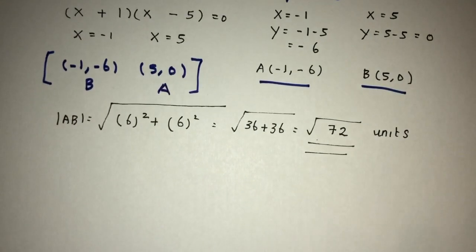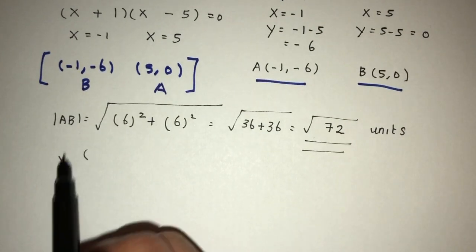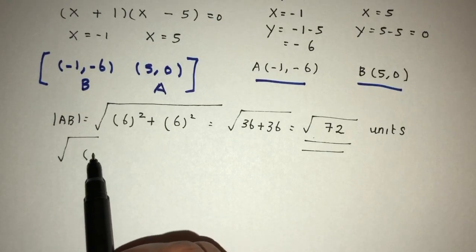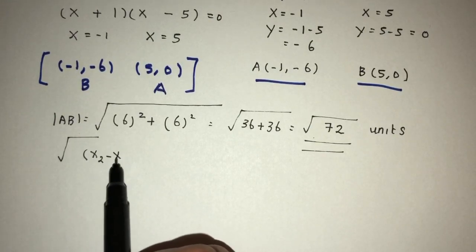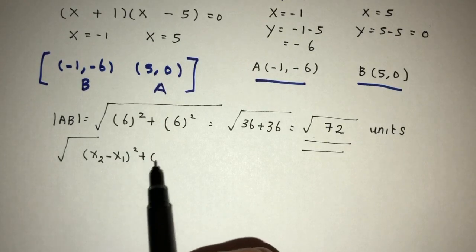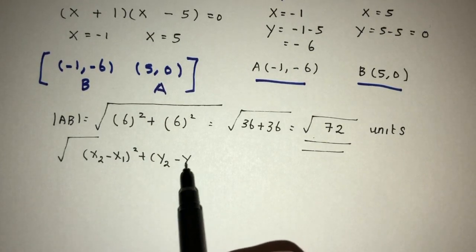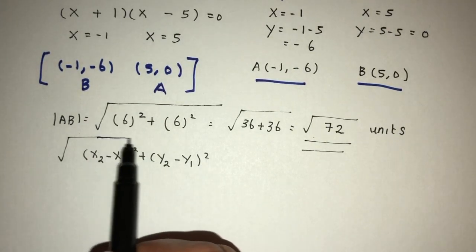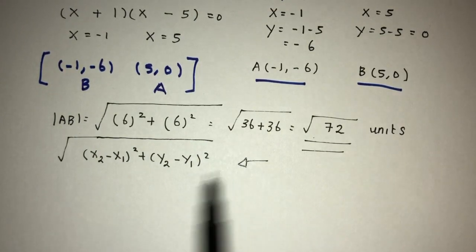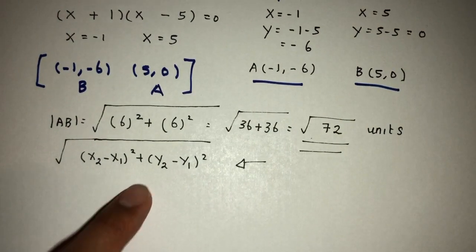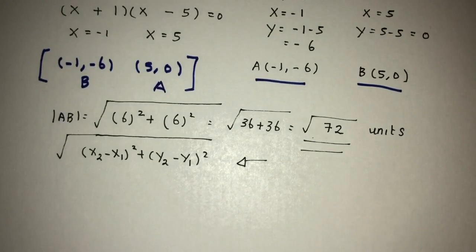So the formula again, let me write this down. It will be the square root of x2 minus x1 squared plus y2 minus y1 squared. This is the formula for length between 2 points. This is what I've used here to find this value. That will be question number 8.